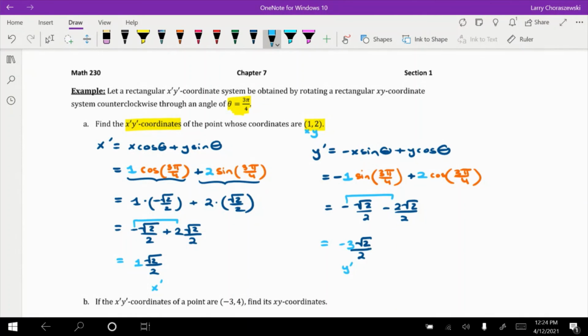And at long last, the ordered pair 1, 2 converts to radical 2 over 2, comma, negative 3 radical 2 over 2. And that's our final answer.